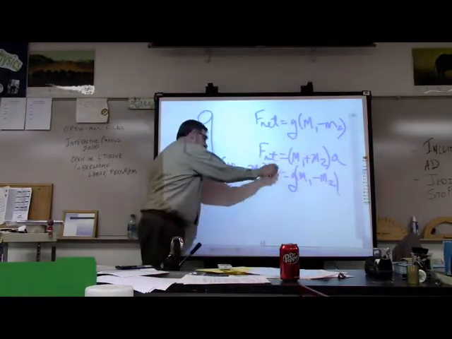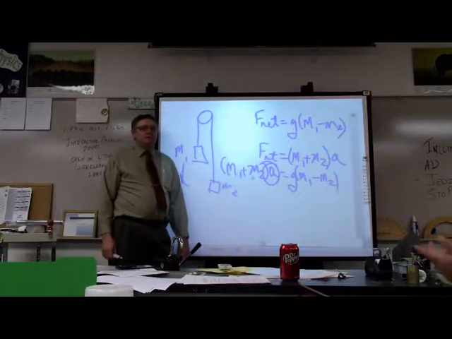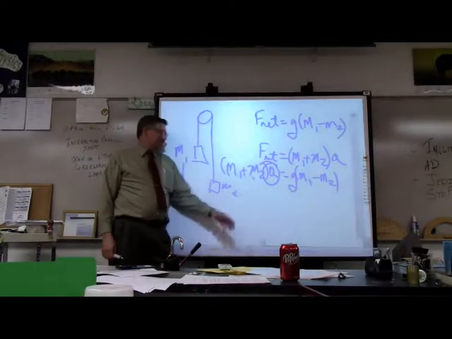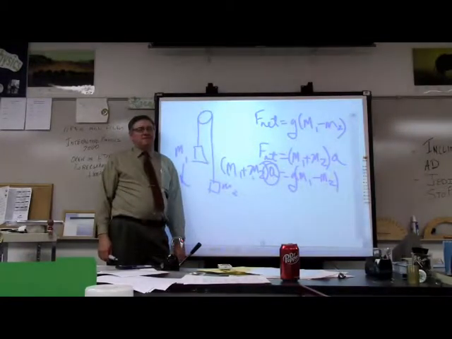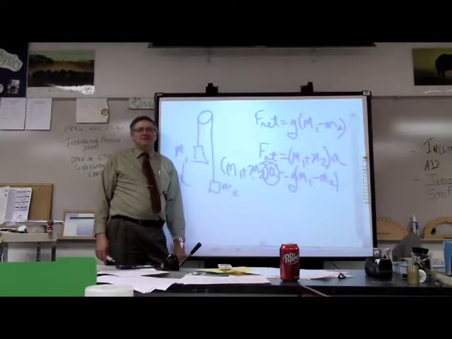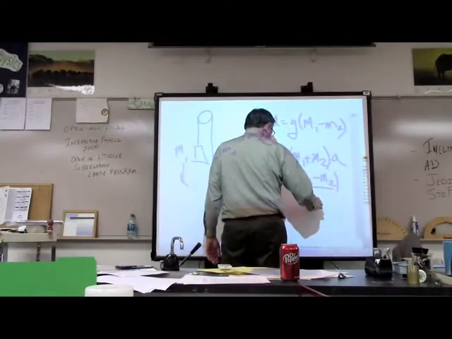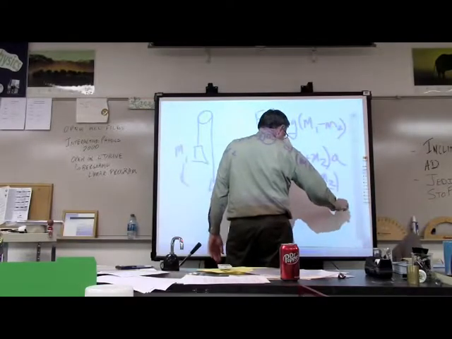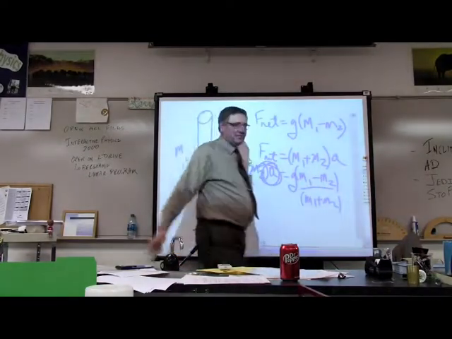So what can I do to get A by itself? Do not make this difficult. I want to get A by itself. Divide by M1 plus M2. Yeah. Good. There you go. There's my value for acceleration.